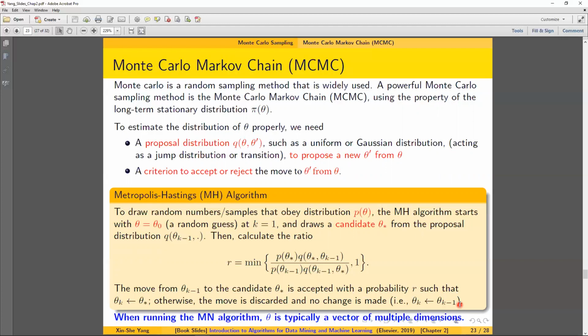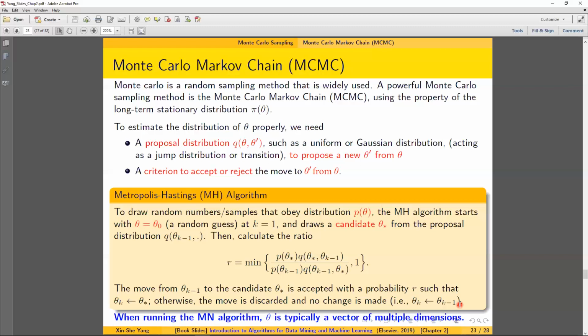To estimate the distribution of theta properly, what we need would be two things. Number one, a proposal distribution, Q(theta, theta prime). A proposal distribution is something that proposes a new theta prime from theta. And this distribution could be a uniform distribution, could be a Gaussian distribution that we discussed earlier. And the second thing that we need for this distribution of theta is a criterion to accept or reject the move from theta to theta prime. One of the algorithms is called the Metropolis-Hastings algorithm. It's also called the MH algorithm.